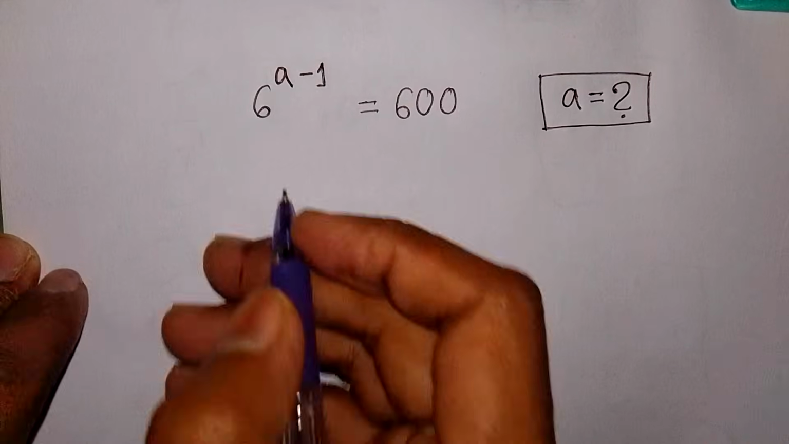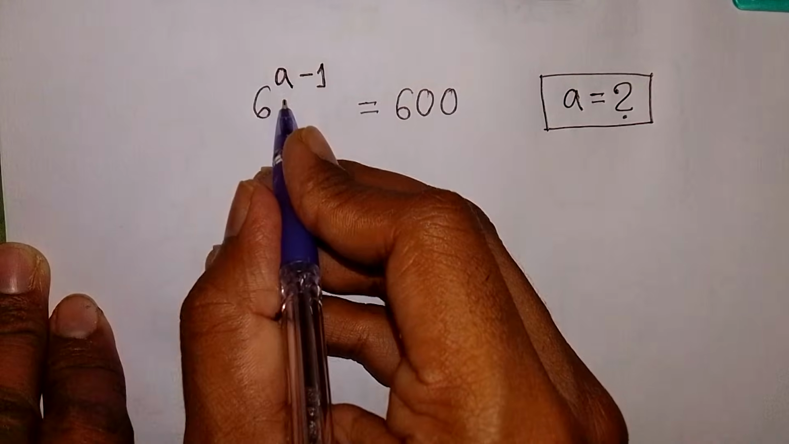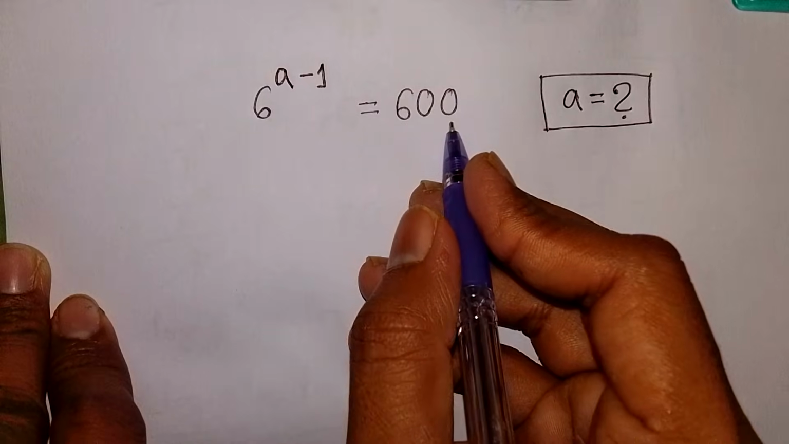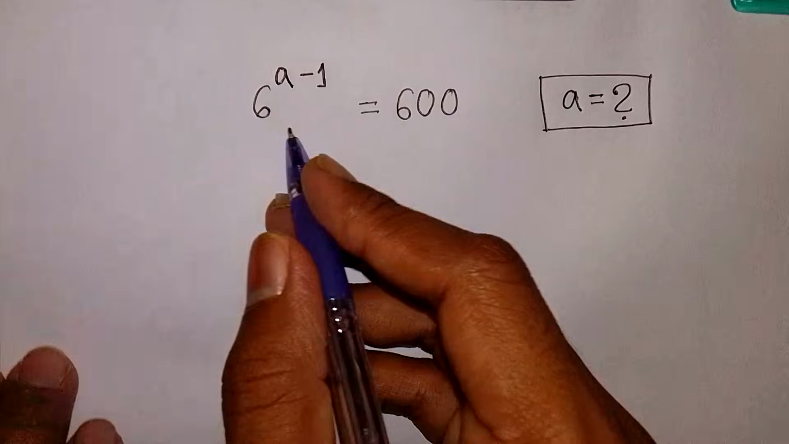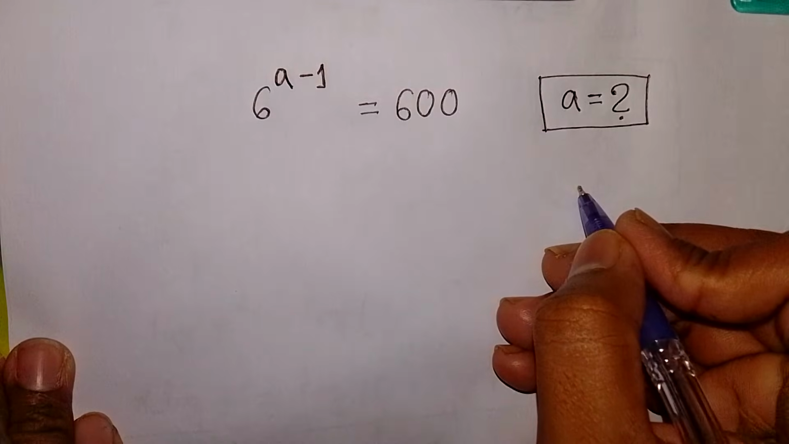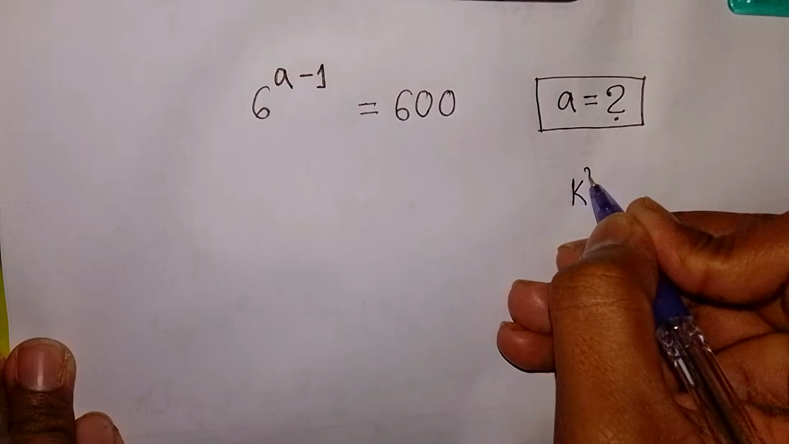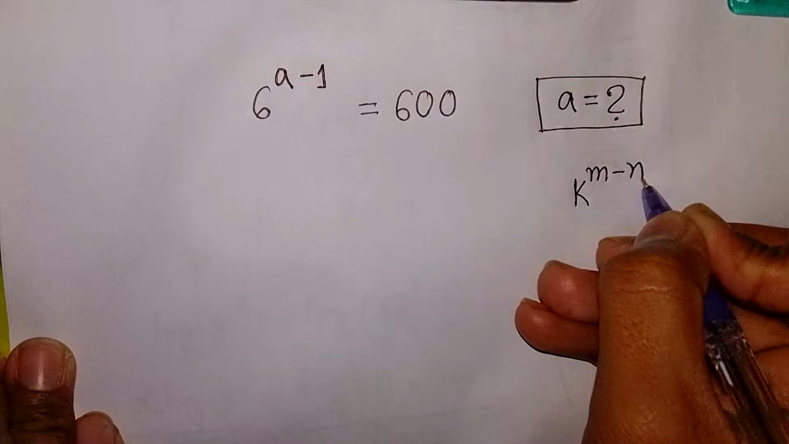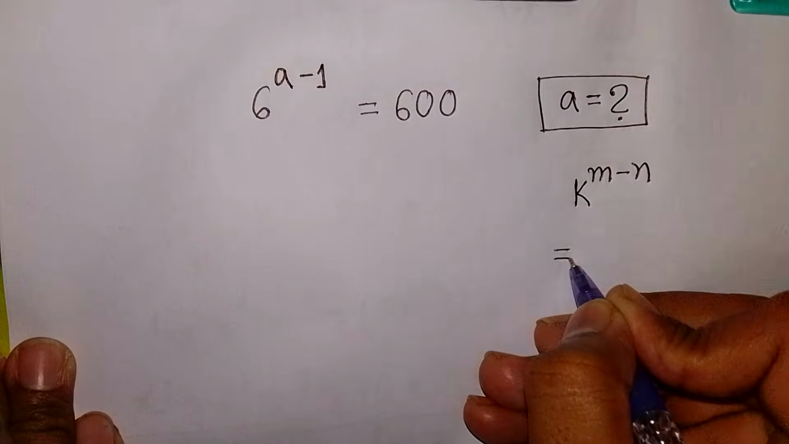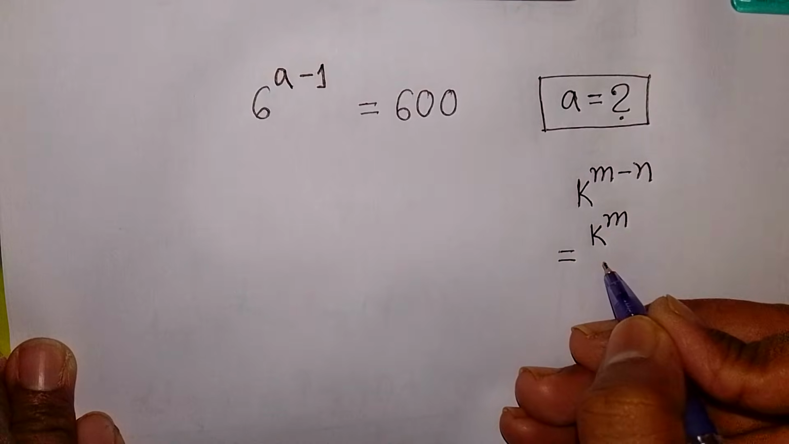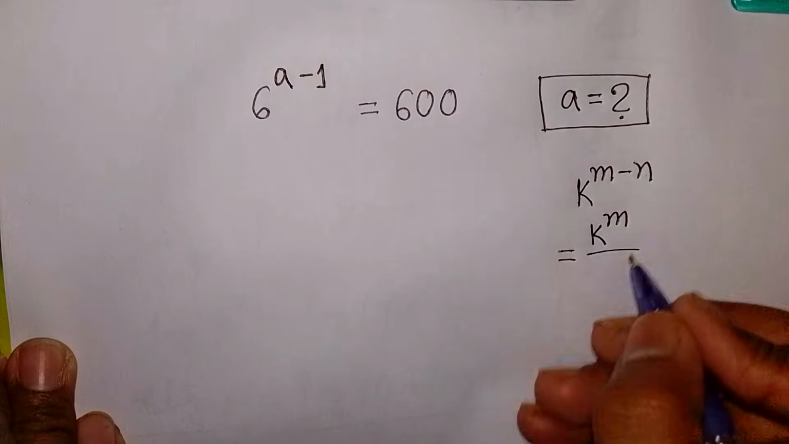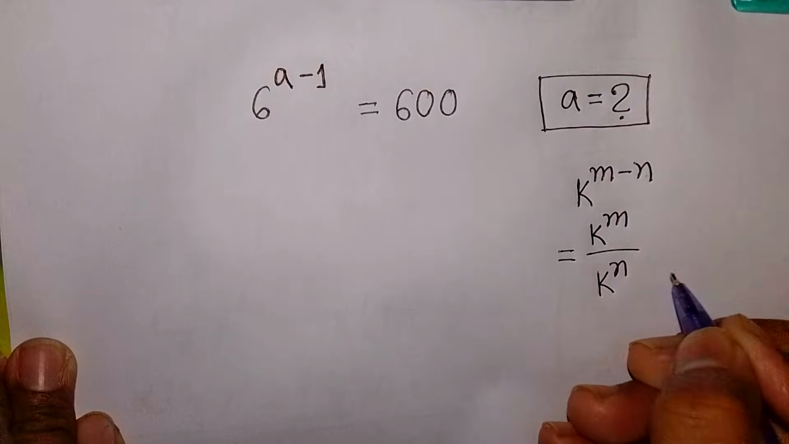How to solve 6 power of a minus 1 is equal to 600. Find the value of a. So first of all, we apply this exponential rule that k power of m minus n is equal to k power m over k power n.